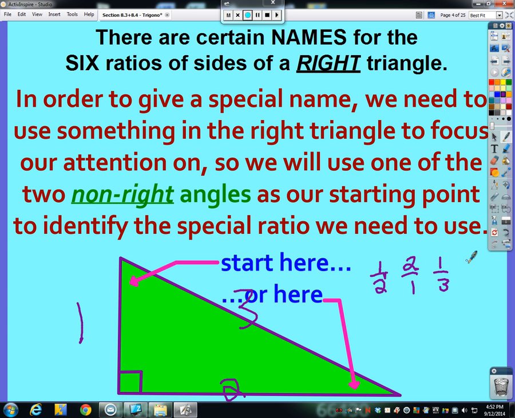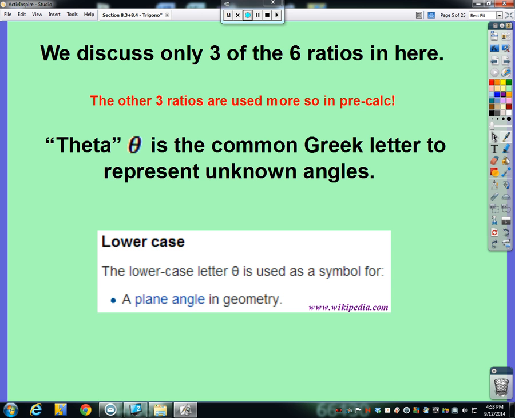What about the first over the third, or the third over the first? And lastly, what about the second over the third and the third over the second sides? These are the only 6 ratios I could come up with using these 3 sides. All right, so those 6 ratios have special names, and that's what we're getting ready to talk about very soon.